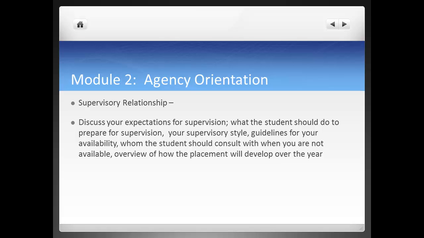And finally, providing the student with an overview of how the placement will develop over the course of the year is an important part of that supervisory discussion. So if your plan is to have the student shadow other members of the staff for a period of time, then begin co-carrying a case with a particular staff member, and eventually looking towards, in the second semester, having the student have more autonomy and more responsibility for a small caseload, it's helpful to share that vision with your student.